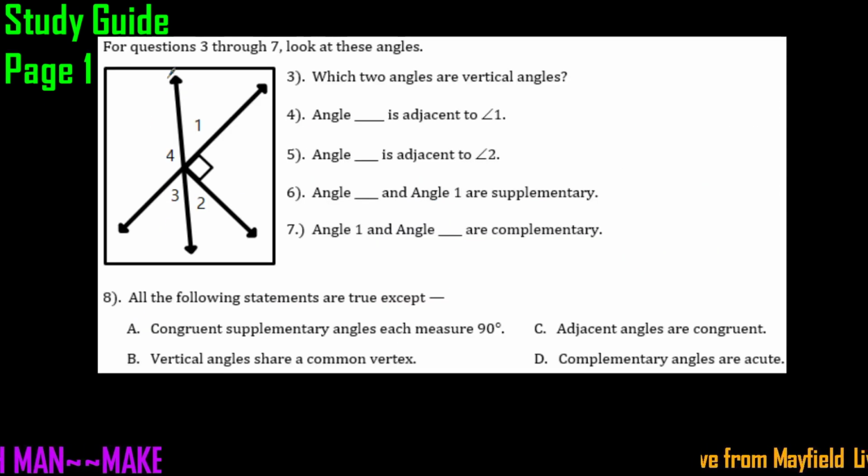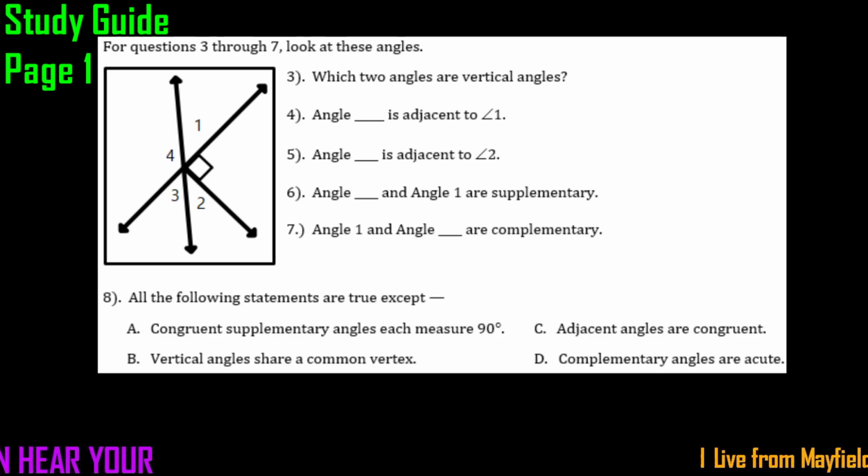On the next questions, it says for questions 3 through 7, look at these angles. So it has a bunch of different angle pairs, and you want to make sure you're breaking this apart for yourself, be able to cover different things up, highlight them, however you are able to manipulate this, so that way you can see it a little bit easier. That is the strategy.